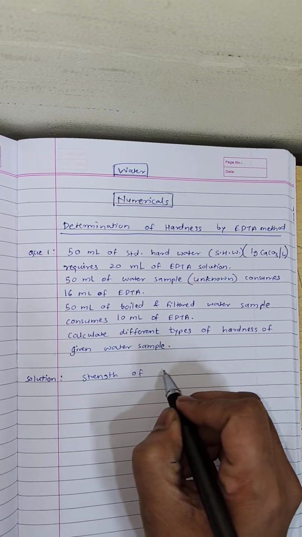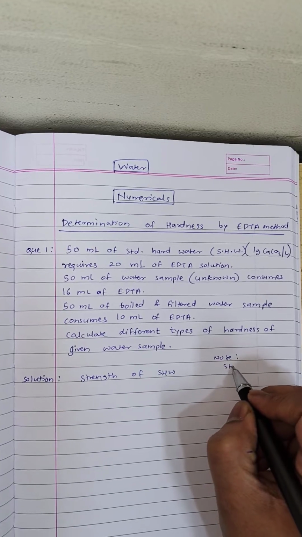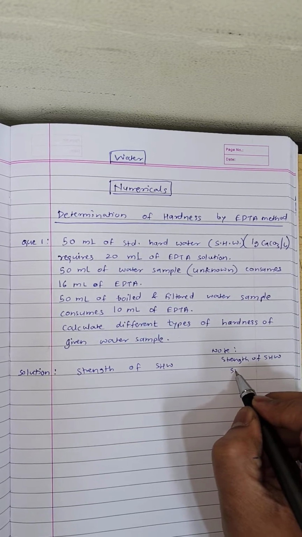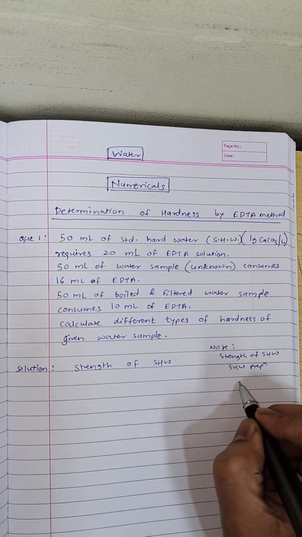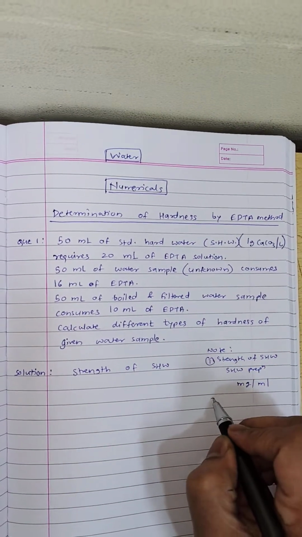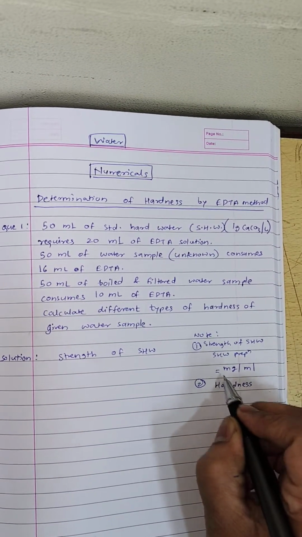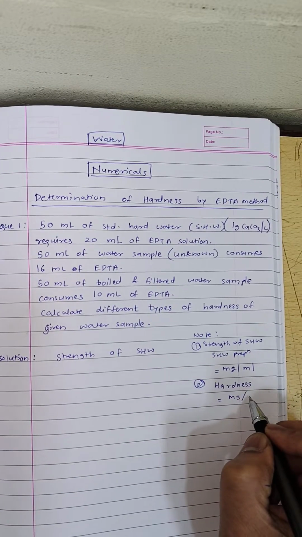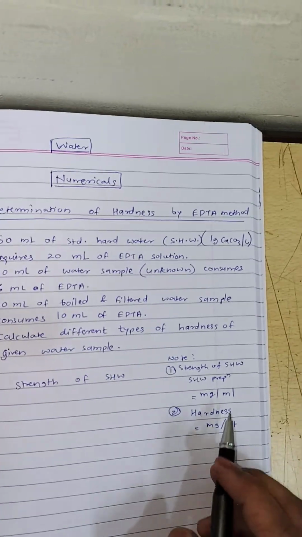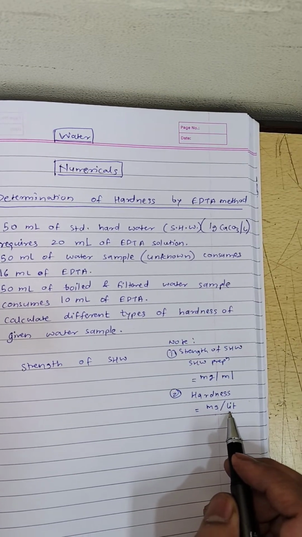Just write a note here if you want. Strength of SHW, or SHW preparation, should be in milligram per ml. And what is hardness? It will be milligram per liter. So don't get confused between strength and hardness: milligram per ml and milligram per liter, which means milligram per 1000 ml.